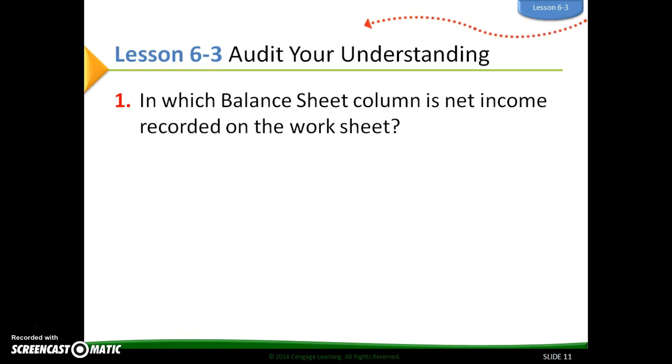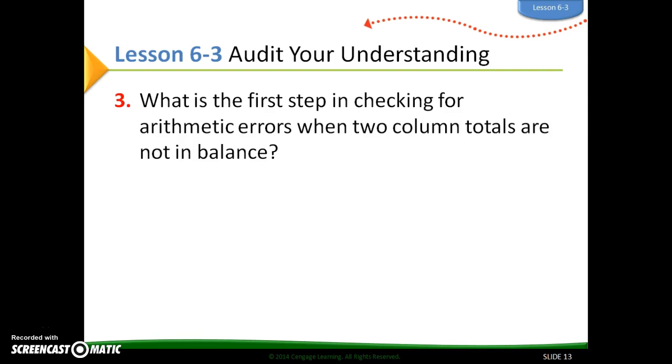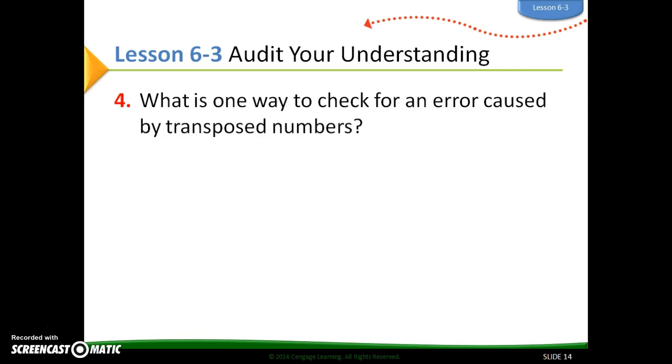So to audit our understanding, the question is: on which balance sheet column is net income recorded on the worksheet? Okay, so we'd be thinking about net income here. Where would we record net loss in terms of the balance sheet? What is the first step to check for errors when the two column totals are not in balance? And I would tell you most frequently, the first thing that you're going to do is re-add your columns.